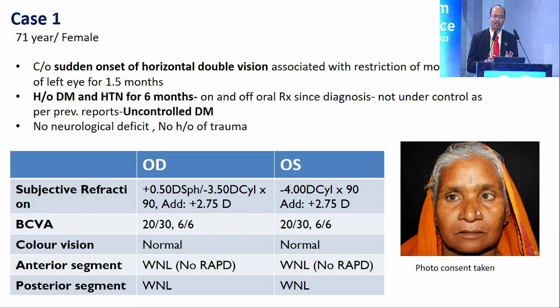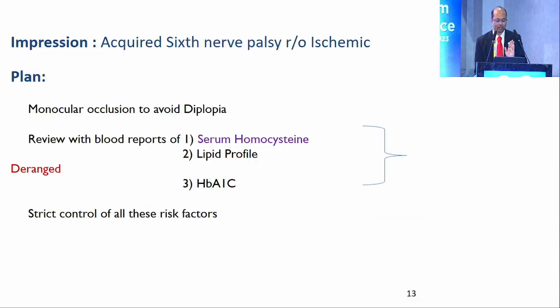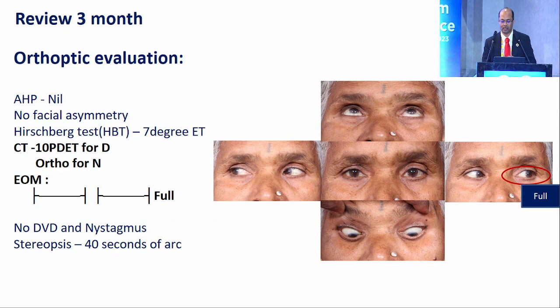So this lady, you need to understand, the primary evaluation is always to look for systemic risk factors. So this particular patient, you see that she has a very gross motility limitation with a very large primary angle deviation. On evaluation, she turns out to be an ischemic sixth nerve. So here you need to treat the cause. So control all the systemic risk factors and keep a wait and watch strategy. You will find that these patients will improve very dramatically. So you can appreciate that she's almost straight in primary gaze with complete motility recovery.